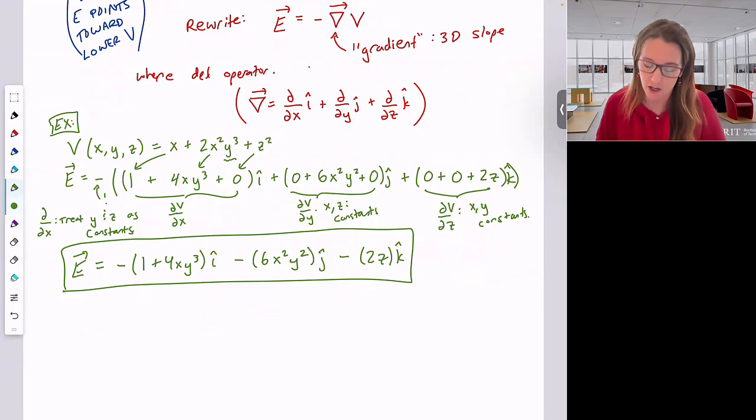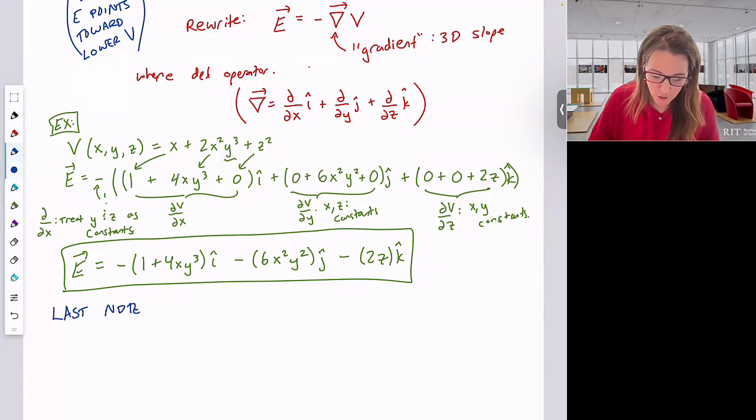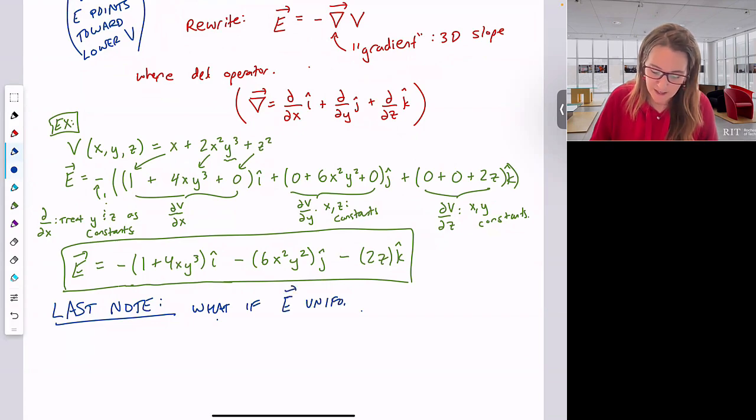And that would give me my electric field, the downhill slope of my potential in that space. So kind of looking at that contour map. So as one last note, let's say what if E is uniform? So what if the electric field is uniform? So it's like a constant slope, right? To our potential.